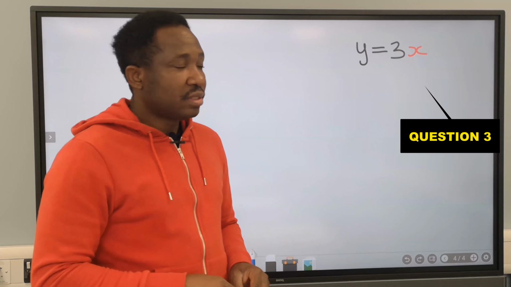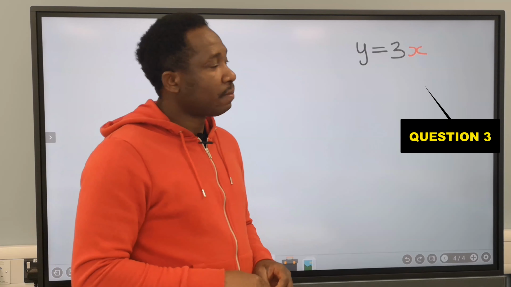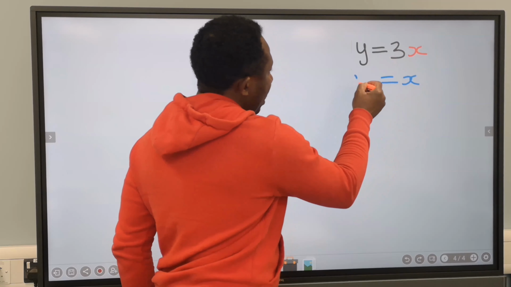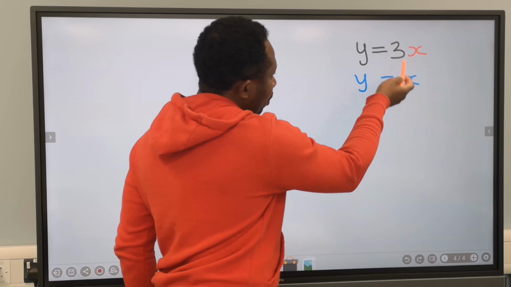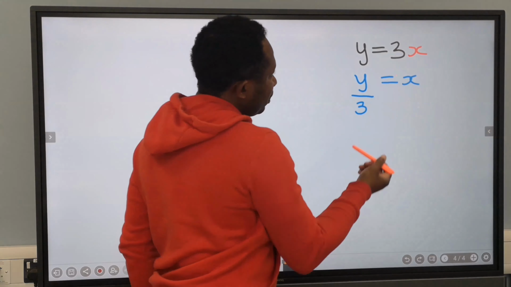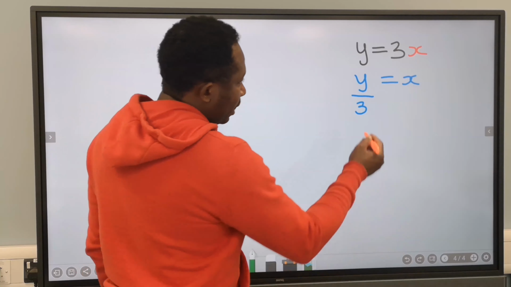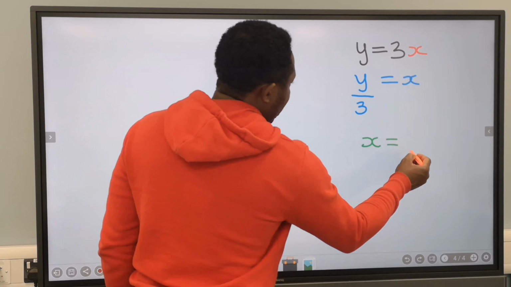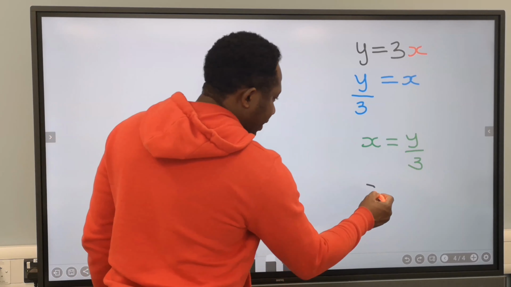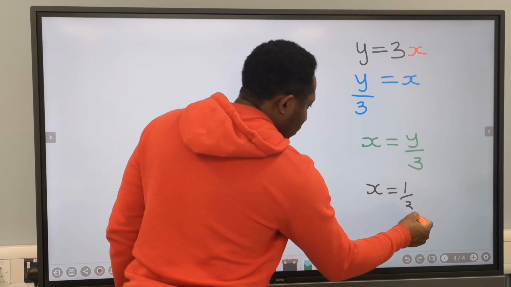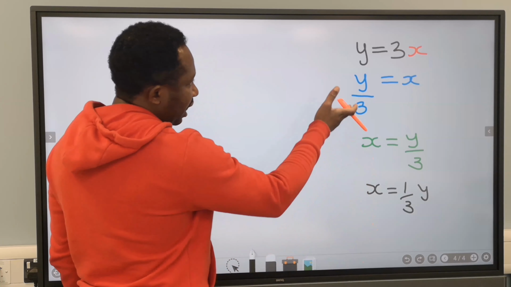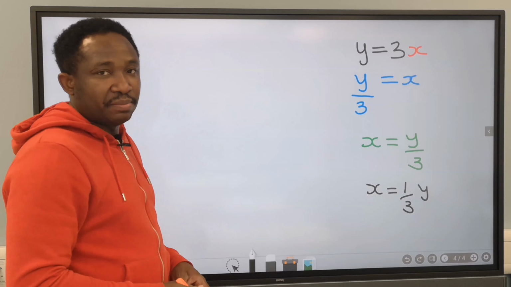In this question, let's make x the subject. I want to isolate x on this side, and here I got y. This 3 will move across the equal sign to divide because it is multiplying. We can also rearrange this as x is y over 3, and we can rearrange this as x is 1 over 3 multiplied by y. This, and this are all the same.